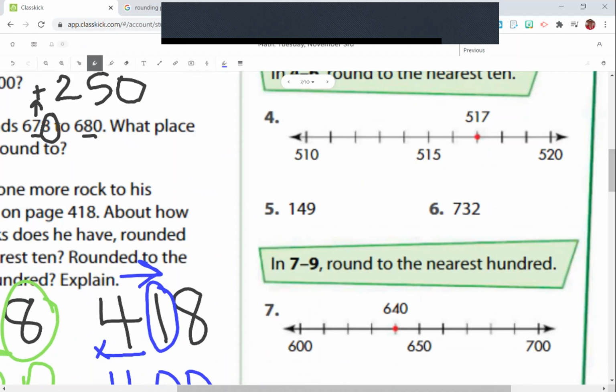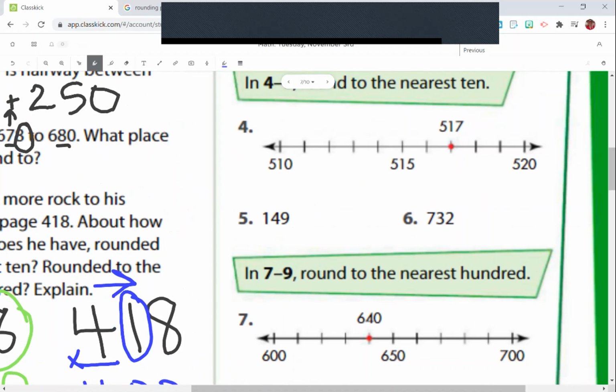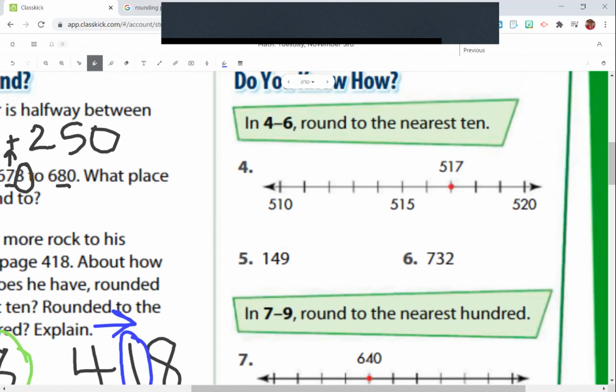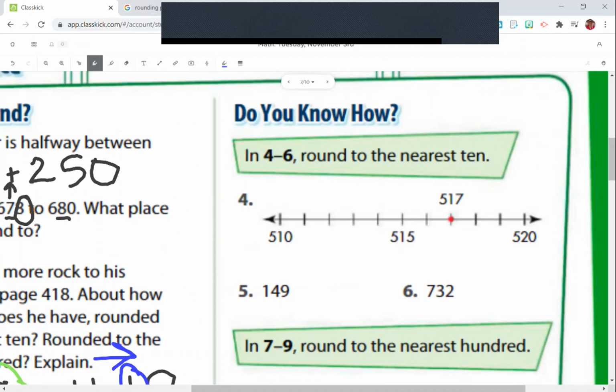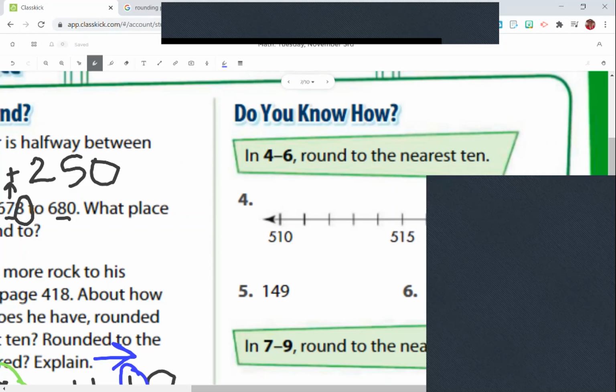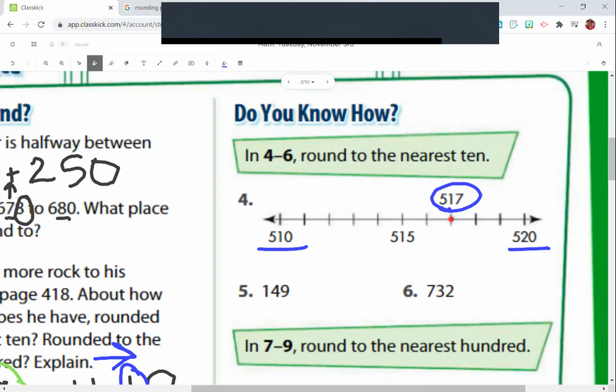Number 4. Round to the nearest 10. Our number is 517. Is that closer to 520 or 510? It is closer to 520.